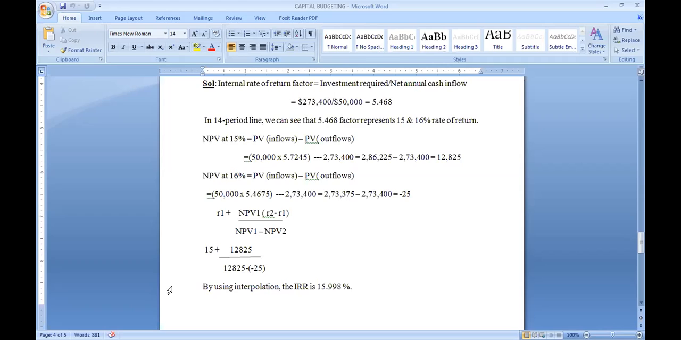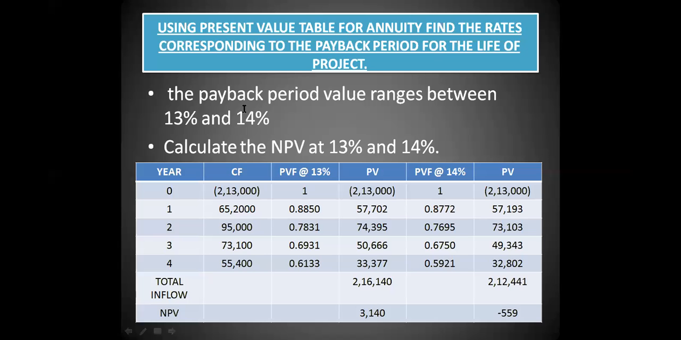So 12,825 minus of 25. So this minus gets cancelled, it becomes plus. So this will be 12,825 plus 25, okay? So we will solve it and the answer comes out to be 15.998%, approximately. So this is how we calculate IRR. Okay. So this is it.